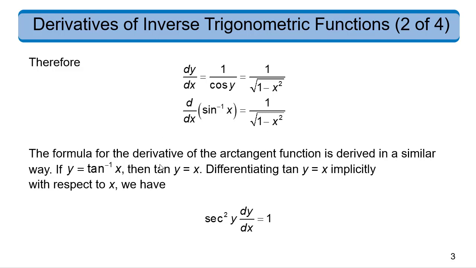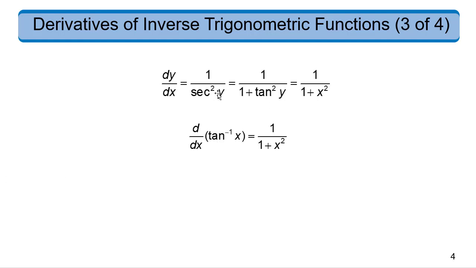Now, following a similar set of steps, if we let y equal tan inverse of x, then that means that tan of y equals x. We do the same implicit differentiation, and we do a bunch of work. We get the derivative of tan is secant squared y. We solve for dy dx like we did before. We do our Pythagorean identity substitution here. And then, because of that, we can sub the x back in for this. And so now we get the answer for tan inverse.